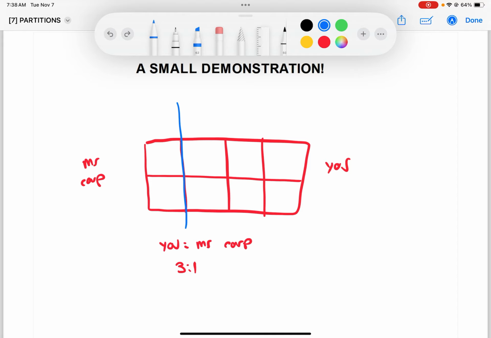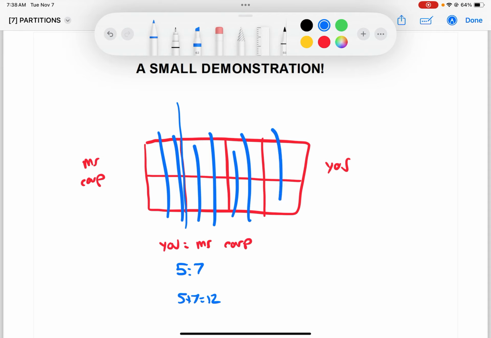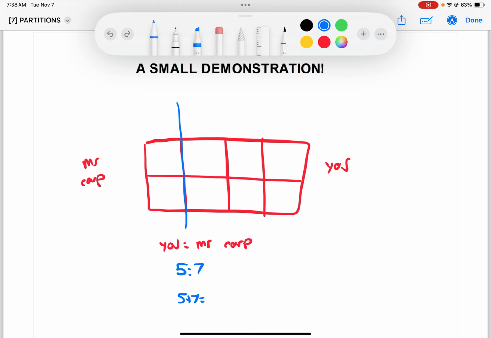If I were to make this something like a 5-7 ratio, now it becomes a little more difficult, right? Because 5-7 means that we would ideally want to split this up into 12 equal pieces, and make sure that you got 7 of those pieces and I got 5. But this chocolate bar is not split into 12 equal pieces, right? We would have to do that heavy work on our own by measuring it.